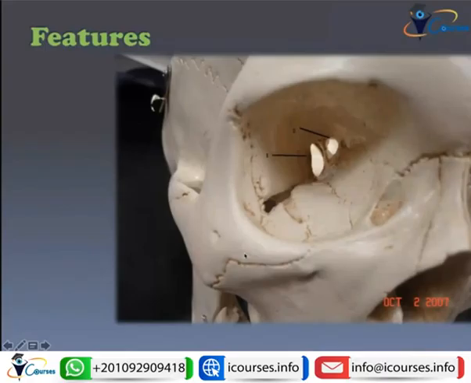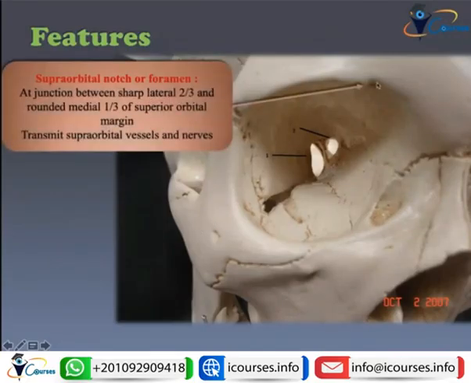So after we know the bones that constitute each structure, we need to know the important anatomical structures related to it. This is the orbital rim. Here is the lacrimal fossa. This is the inferior margin, and this is the lateral margin. So what are the important landmarks here? We have this notch called the supraorbital notch. This notch is between the medial 1/3 and lateral 2/3 of the superior margin. You can see clearly that the lateral 2/3 has a sharp border, while the medial 1/3 has a soft border.